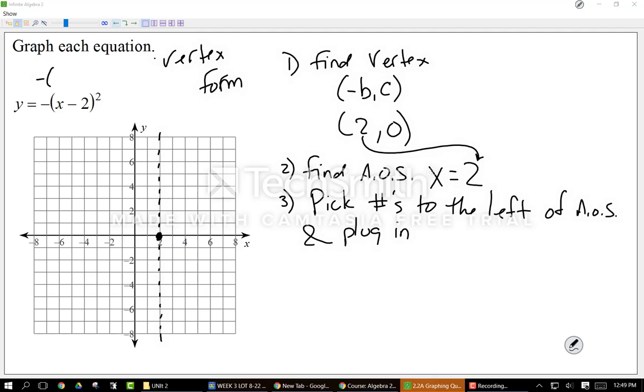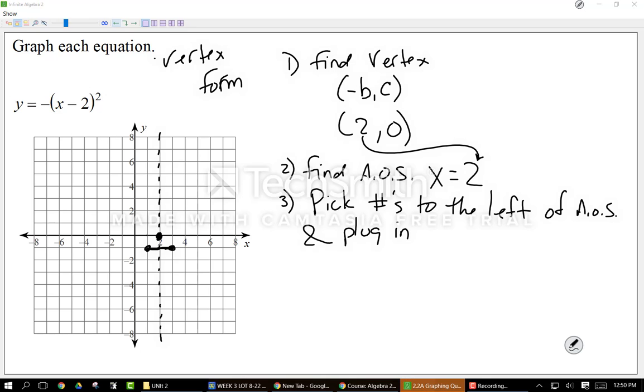So negative parentheses 1 minus 2 squared, which is negative parentheses negative 1 squared, which is negative parentheses 1, which is negative 1. So I plug in 1, I get negative 1. And we see that that's 1 away from the line, so 1 away from the line in that direction is now plotted. Again, that is my reflected point. But again, I said I need 5 points, so I only have 3.